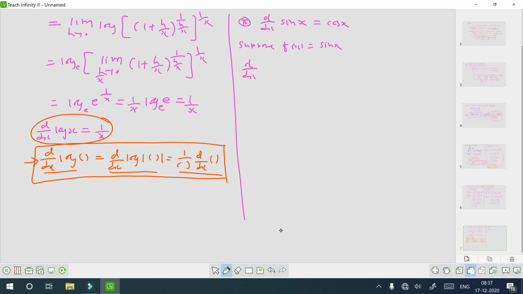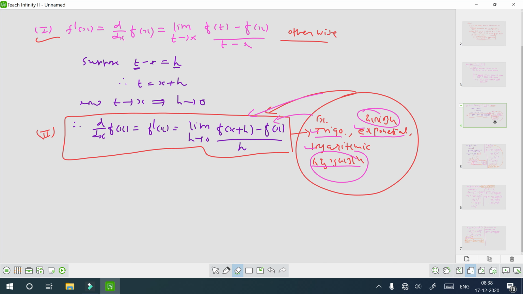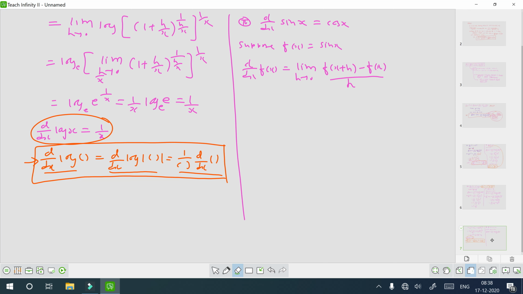And now we know that d by dx of f(x) is equal to, this definition we know, limit h tends to 0 of f(x+h) minus f(x) upon h. Here if it is a trigonometric function, we have to use this same form. So that is equal to limit h tends to 0. This implies d by dx of sin x is equal to sin(x+h) minus sin x over h.